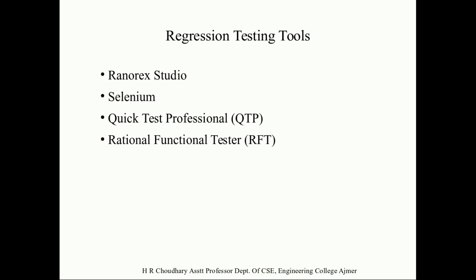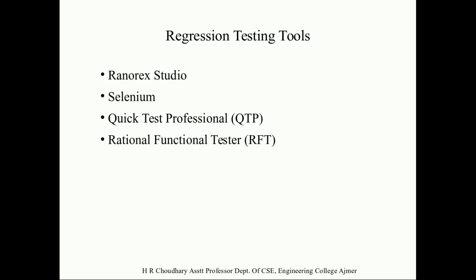And the next one is Rational Functional Tester, also known as RFT. It's a different kind of tool developed by IBM. Rational Functional Tester is a Java tool, basically used to automate the test cases of software applications. It is primarily used for automating regression test cases, and it also integrates with the Rational Test Manager. So it's a very important tool basically.